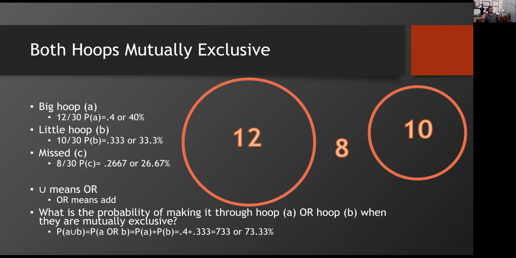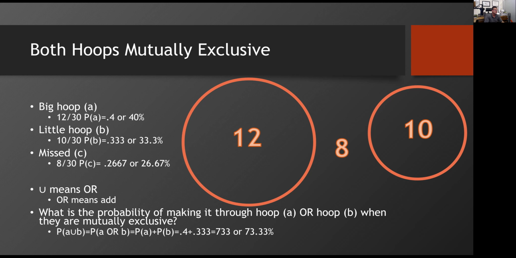So what was the probability? If I have all 3 of these up, first of all, these were all mutually exclusive. You could not make it through the big hoop and the little hoop because they were separated. So when they are mutually exclusive, there was a 40% chance of making it through the big hula hoop based on, once again, empirical data. There is a 33.3% chance of making it through the little hula hoop because 10 out of 30 made it through. And then 8 out of 30 is 0.2667 or 26.67% chance of missing. And so these are all mutually exclusive, which is very important.